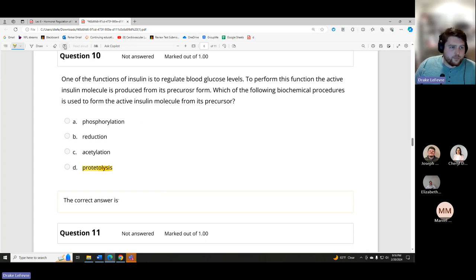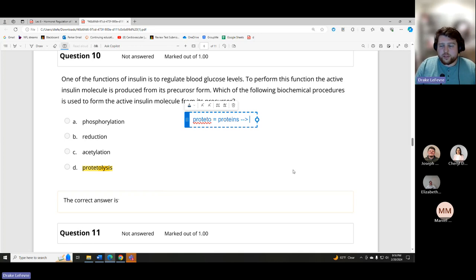In this case, proteo is talking more about proteins. And if we think back to when we were making proteins, proteins are made up of what kind of bonds? You have an amino acid chain that's made up of what kind of bonds?